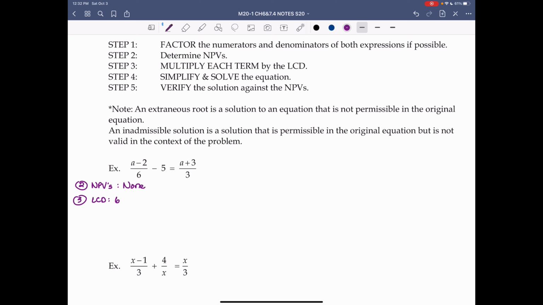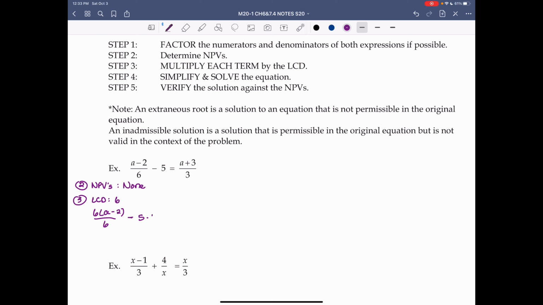Multiply it to each of our terms. 6 times (a - 2)/6. Notice we're just multiplying it to the top. So this is different from the last lesson when we multiplied it to the top and bottom, and that was to create common denominators for all of our fractions. Now we are just multiplying the lowest common denominator to each term, which then, if it's a fraction, means multiply it to the top. The reason we're doing this is because it's going to eliminate all of our fractions.